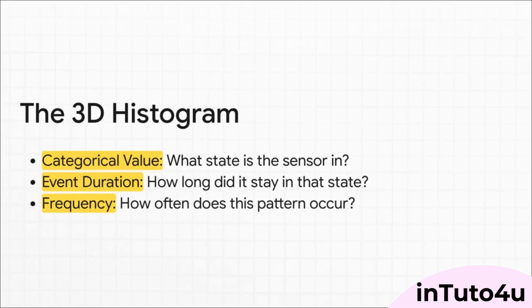But here's the twist. This is not your standard flat 2D chart. They came up with a 3D histogram. It asks much smarter questions. It's not just, hey, what state is the sensor in? It's also asking, okay, but how long did it stay in that state? And the real kicker is, how often does that exact combination of state and duration happen? It's building a super detailed fingerprint of what's normal.